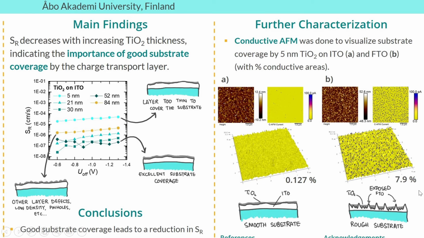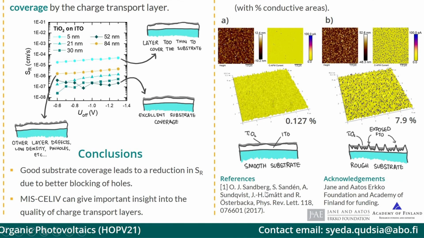Around 8% of the substrate was exposed in the case of FTO, compared to less than 0.13% for the smoother substrate. So either the layer should be thick enough to ensure substrate coverage, or a smoother substrate can be used that is easier to cover.